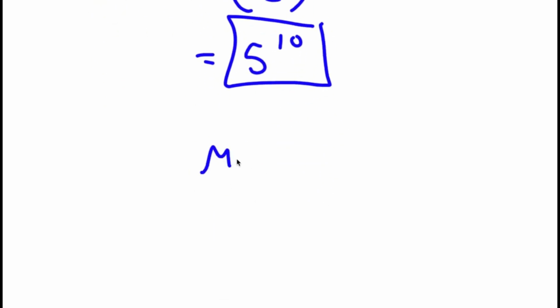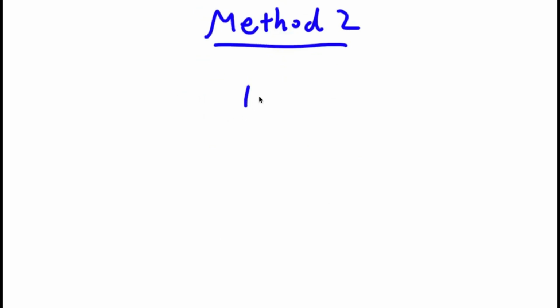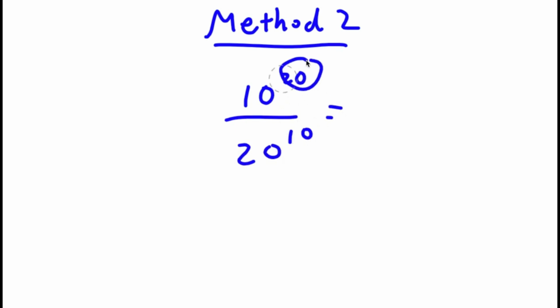Now, I actually have a second method of solving this problem. So for method 2, first start with 10 to the power of 20 over 20 to the power of 10. Now, 10 to the power of 20, this time I'm going to rewrite my exponent 20 here as 2 times 10. So now I have 10 to the power of 2 times 10 over 20 to the power of 10.